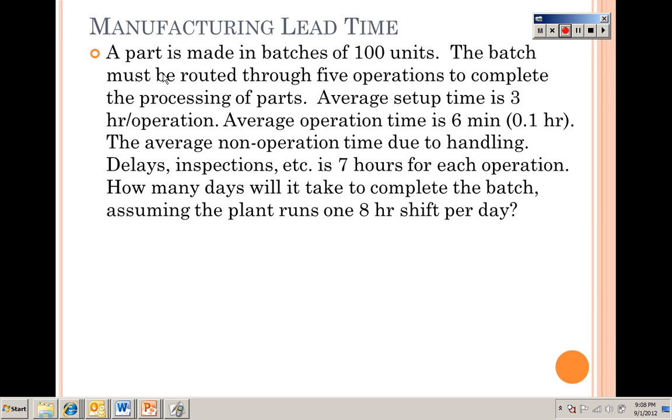So this example says a part is made in batches of 100 units. The batch has to go through 5 operations to be completed. The setup time is about 3 hours per operation. The average operation time is 6 minutes, that's for each of the parts. The non-operation time due to handling, delays, inspections is about 7 hours. And so we want to know how many days will it take to complete the batch if the plant runs one 8-hour shift per day.